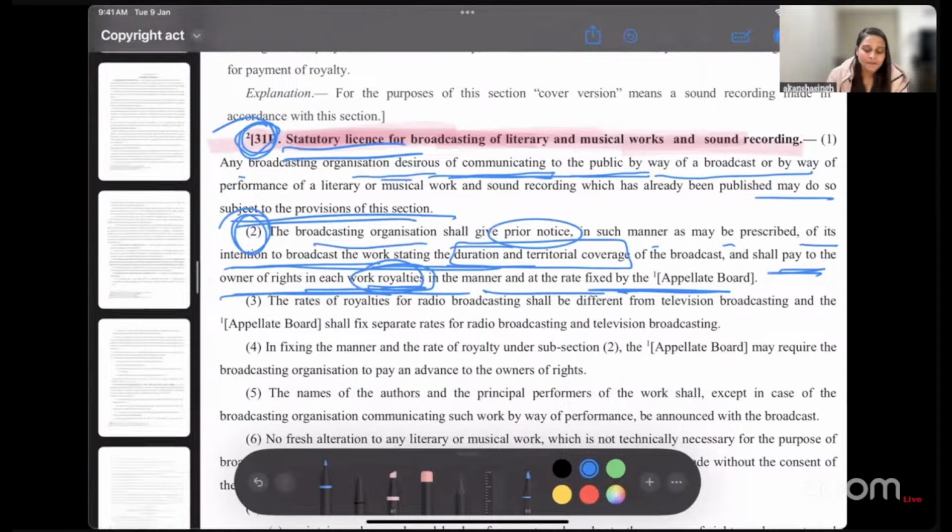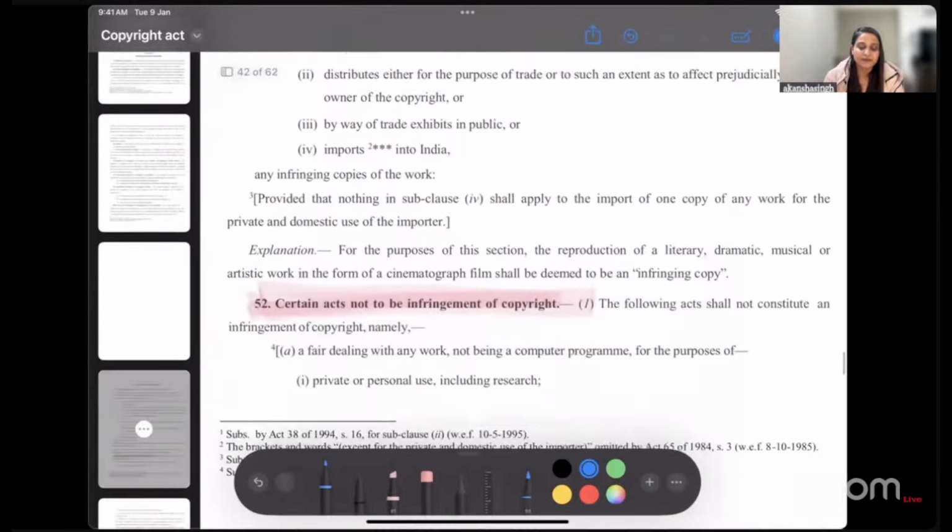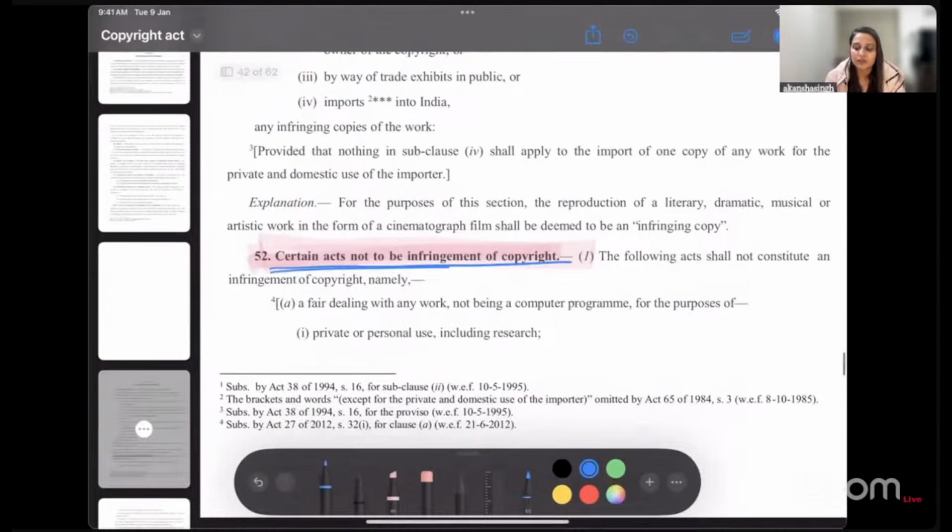Okay, then we also move to section 52. Section 52 talks about certain acts not to be infringement of copyright. This is fair dealing, right? We have used the term fair dealing only in our statute, wherein we understand that all the situations mentioned in section 52 will not be categorized as infringement of copyright. You are using my work, but still it will not be considered as infringement. And this is the defense that has been taken by the defendant in our case.